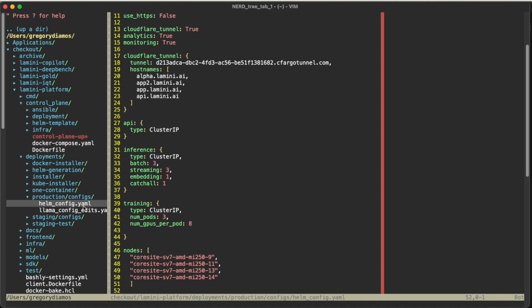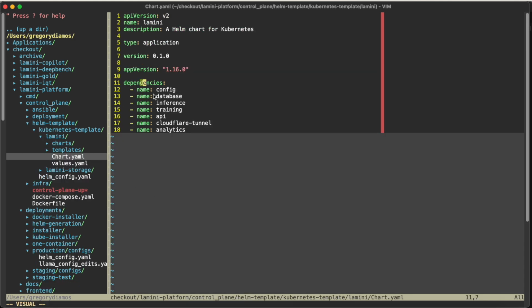Next, I'm going to open up the cluster config file. So this is going to let me determine how many GPUs I'm going to assign to different services. So in this case, I'm going to start up some inference servers and some training servers. Now from here, we have an automatic Helm chart generator where we just basically run a script and we get the Helm charts that we need to be able to install this cluster.